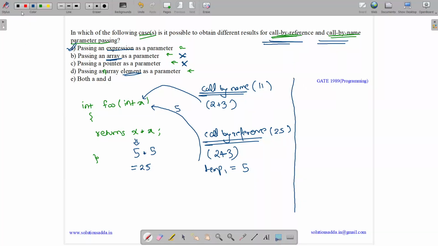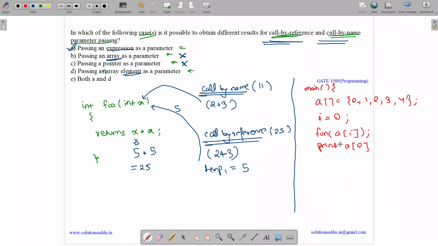So if we have a code like this, let us suppose this is the main function. Here we have defined an array to be 0, 1, 2, 3, and 4. And then we define an int I equals to 0. Then we call a function fun with a of I, and then we print a of 0.